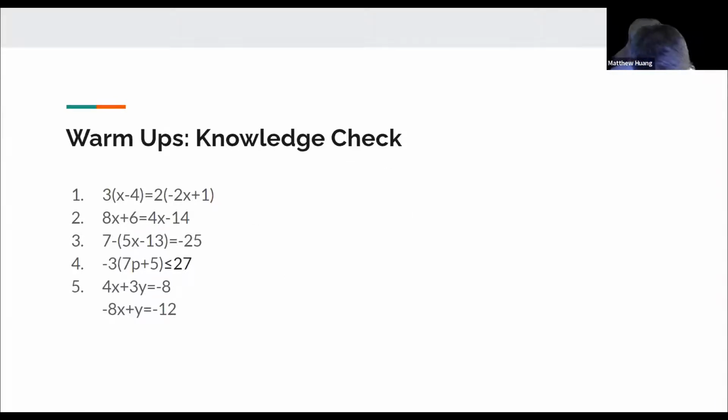Okay. So let's move on to number 4 now. This one's an inequality, so you'll get a range for an answer. So the first step, like we always do, we just distribute the 3 into the parentheses, so that turns into negative 21p minus 15 is less than or equal to negative 20, less than 27. So the right side stays the same.